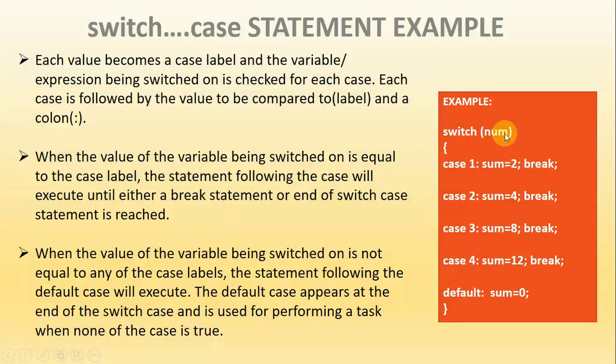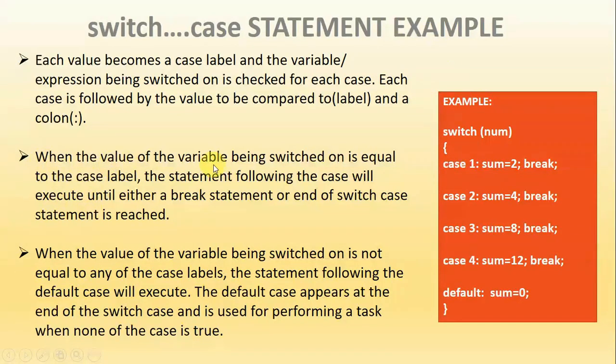So we are checking the value of num. This is the variable which is being switched on. And we are checking it for each case. We are checking it for case 1, 2, 3, 4 and default also. Each case is followed by the value to be compared to, that is label. So you can see here, after case I am writing the value for which I am checking the value of num. I am comparing the value of num with, and then a colon.